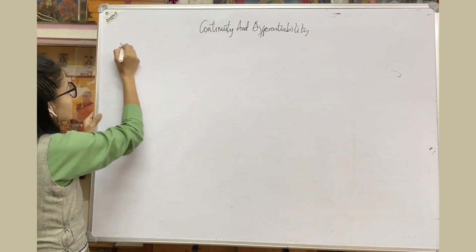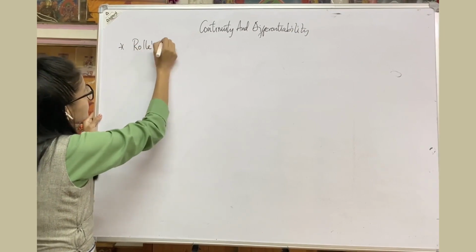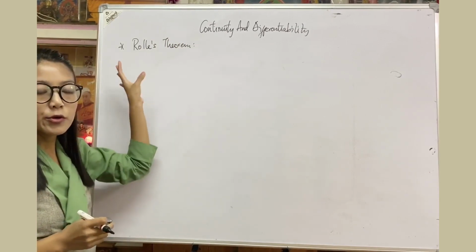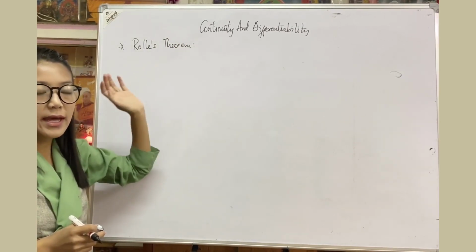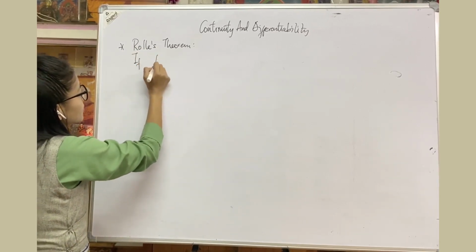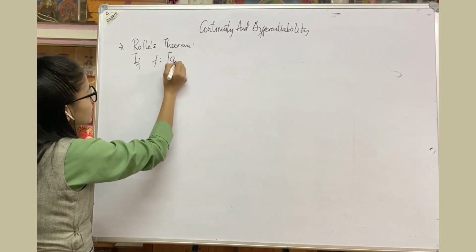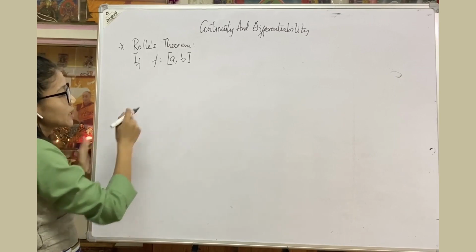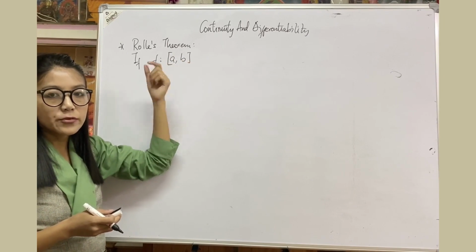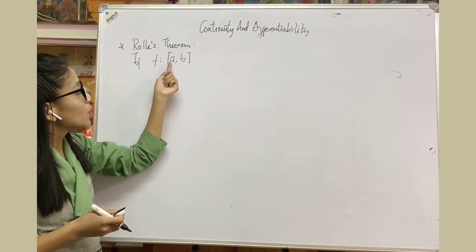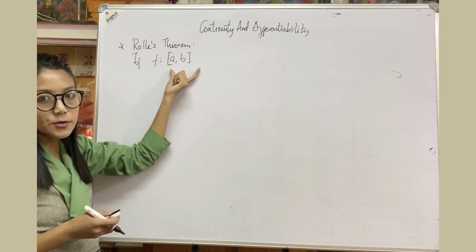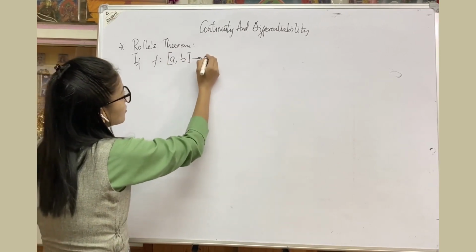So the first theorem we have is Rolle's theorem. Now I'm going to state this theorem, and then we will discuss it. If f is a function which is defined from closed interval a to b. Closed interval a b is a subset of the real numbers, so it's a subinterval in the real numbers. So closed interval a to b means we are taking all the real numbers in between a and b, including a and b, since it is a closed interval, and it is a real valued function.